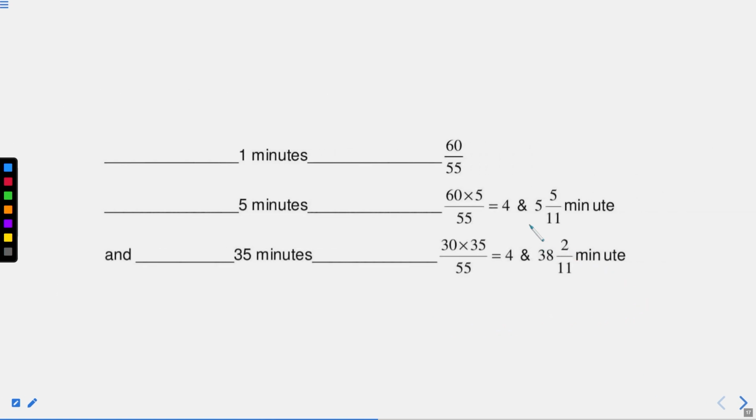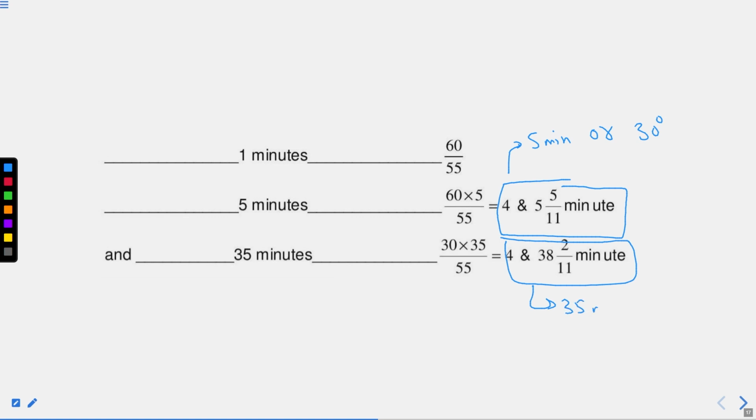So you can see here 4 hours 5 minutes, and this is for either 5 minutes or 30 degrees. And this is for either 35 minutes or 210 degrees. I hope this question is clear now. I have explained two different methods. I hope this part is clear.